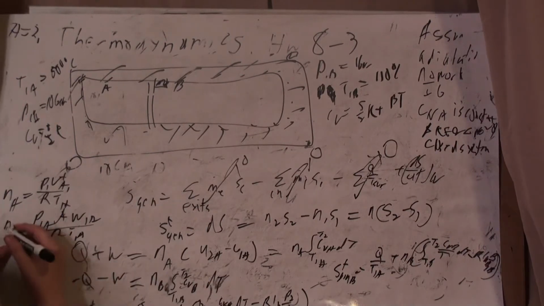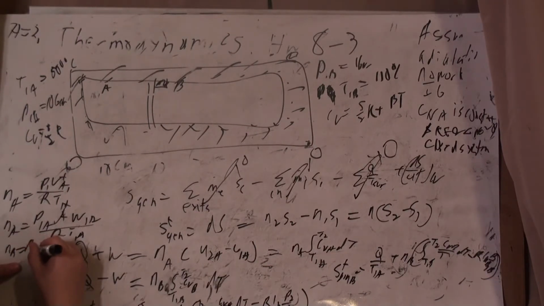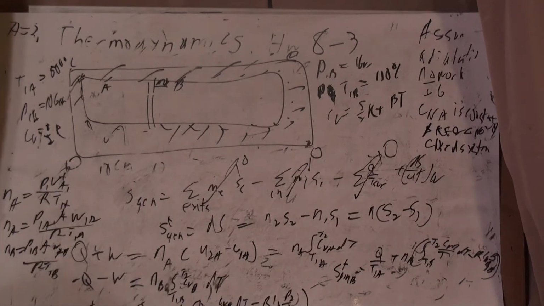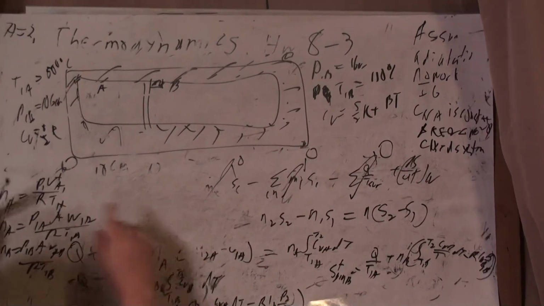Same thing with B. Okay. P1B, A, width of 1B over R T1B. Okay. And so if I want kind of the final, okay, let me erase some of this.